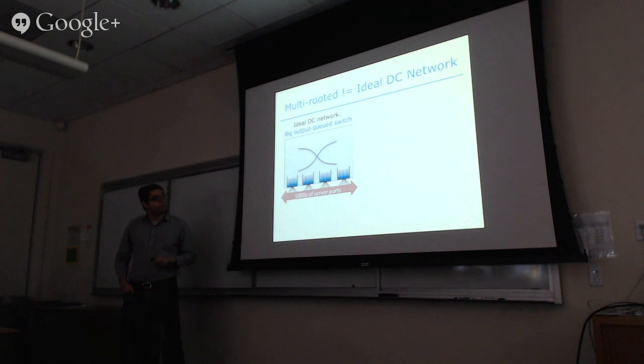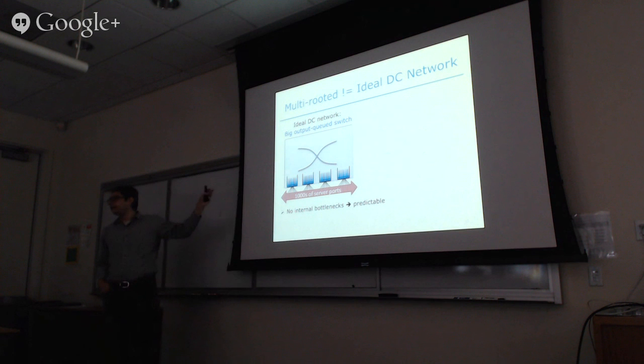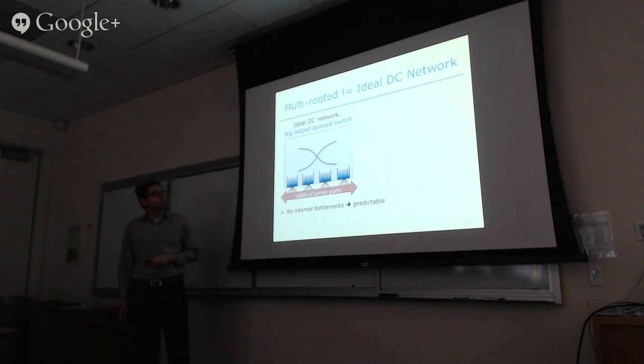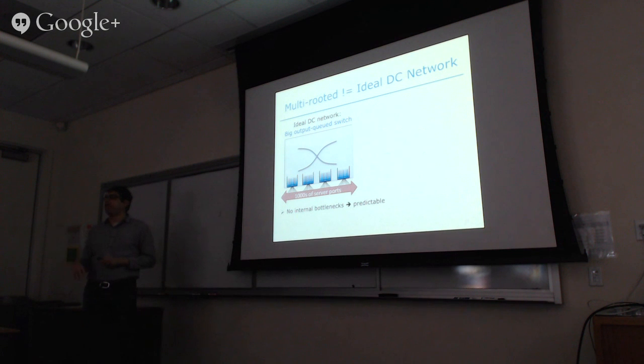Why is this the ideal network? Well, note that it would not have any internal bottlenecks. The only constraints, the only bottlenecks of traffic in such a network are at the ingress and egress links. So this network would give you very good performance, or perhaps more importantly, very predictable performance. And in fact, because of this predictability, this type of network would give a very nice abstraction for higher level bandwidth management and scheduling tasks that we might want to do in a data center.